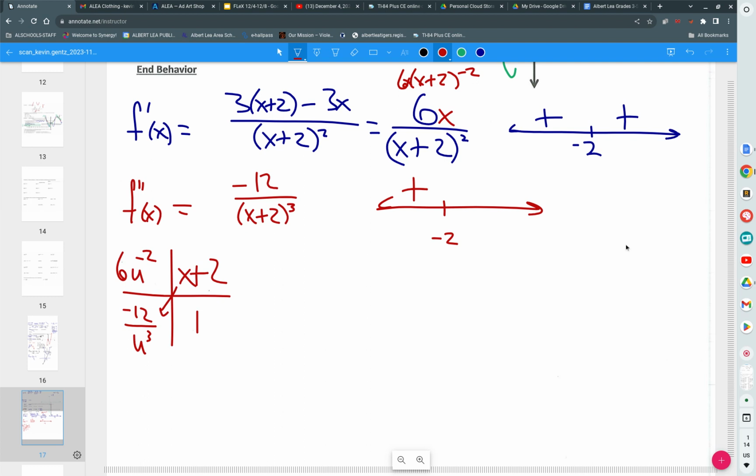Emma, what number to the right of negative 2 would you like to choose? 2. Okay, we plug in 2, we get 4. 4 cubed. Okay, positive, negative over a positive is a negative.